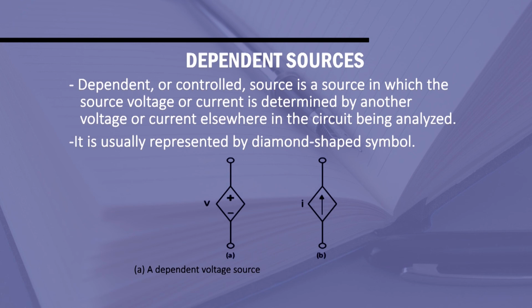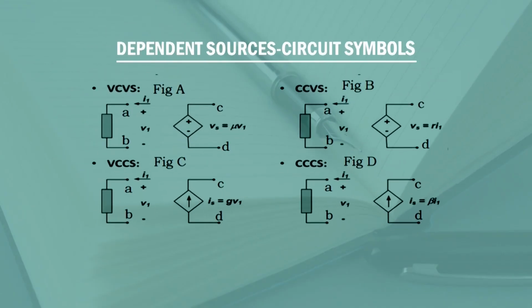Here between terminal A and B there is a voltage, and polarity has been shown as plus and minus, and figure B shows the dependent current source. In this diamond-shaped box there is an arrow which represents that it is a dependent current source. Now dependent sources are of many types. It may be a voltage source, it may be a current source.